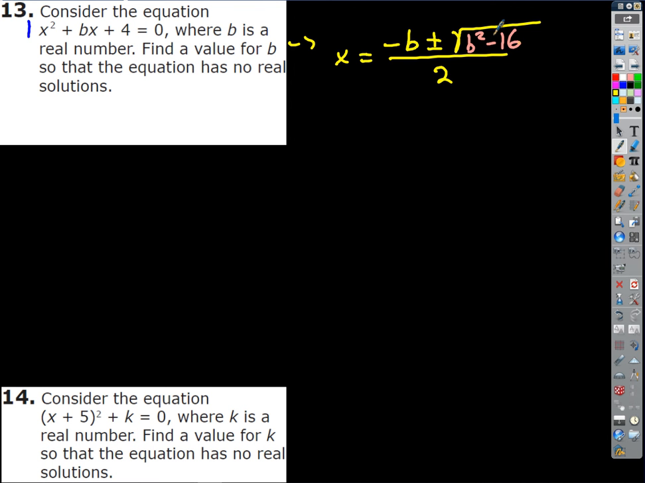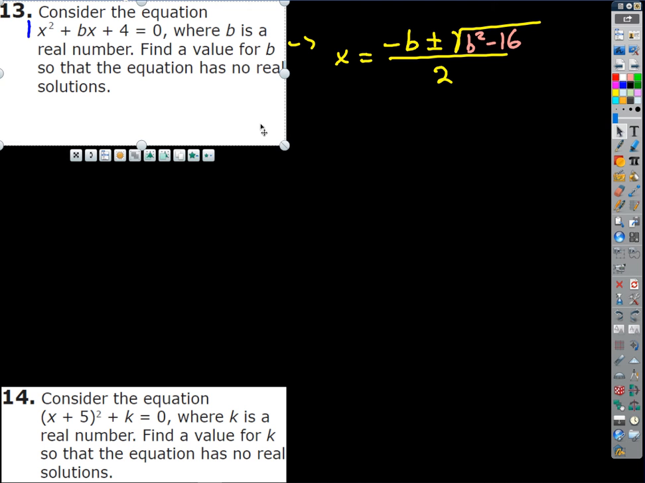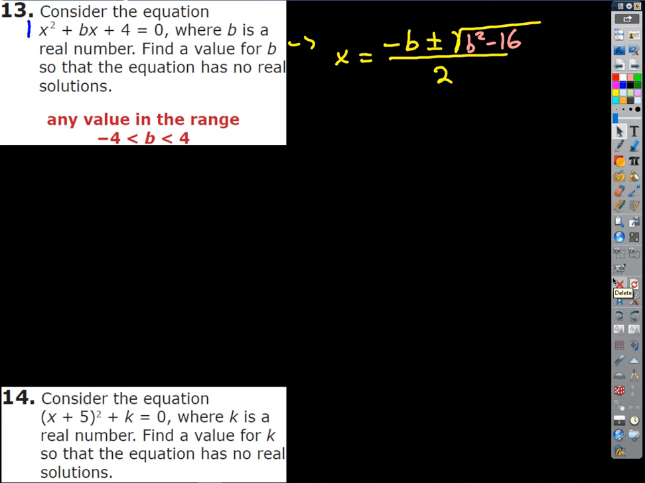So give me an example. 2. Great. 2 squared minus 16 is negative inside the radical. It works. Another one. 1. Another one. 3. 0. Negative 1. All that stuff. So really, just anything that's between negative 4 and 4 is going to work, isn't it? So do we have to put that as the answer? No. It just says find a value, so you just pick a value. Make sense?